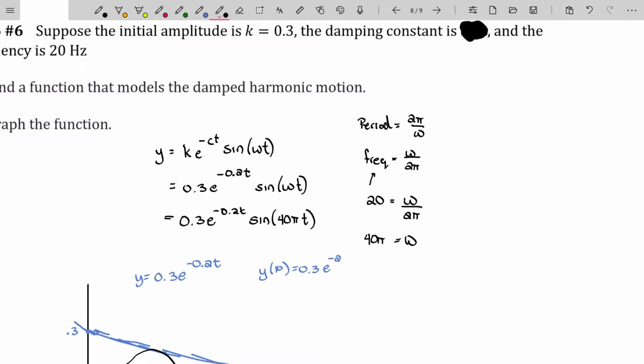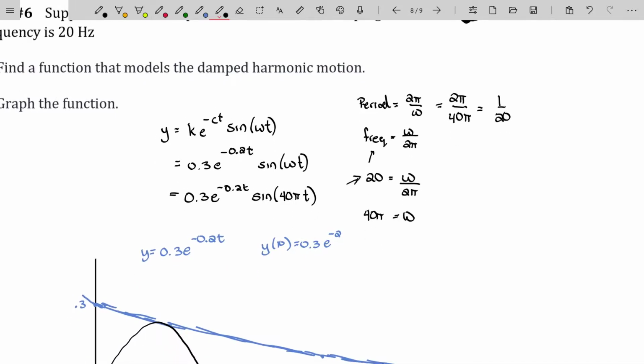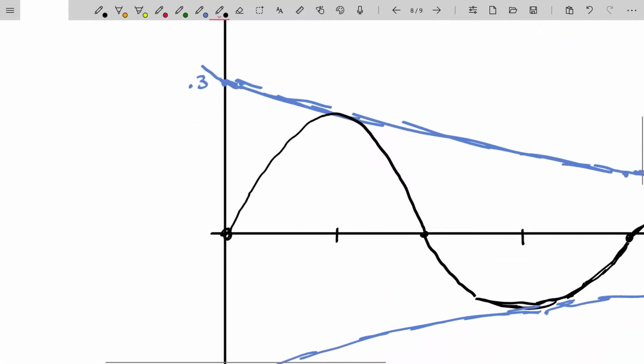Well, we found omega. So the period is 2 pi over that omega. And so what is that, 1/20th? Okay. Oh, I guess I could have just taken the reciprocal of this. But anyway, so 1/20th is our period. And so the step is 1/4 of that. So 1/80th. And so I could do this. This is 1/80th of a second. This here is at 2/80ths of a second.